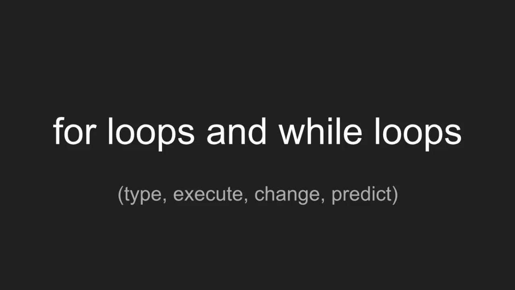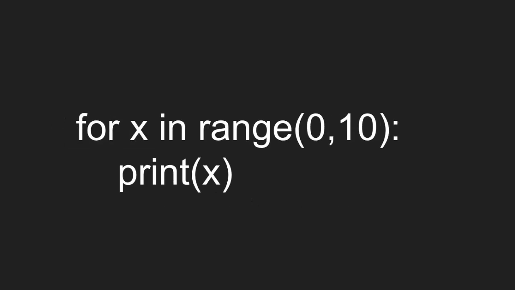Now, when we're working through this code, make sure you type all the code, you execute the code, you change the code, and you predict the code, because the only way you're going to learn how to code is to be actively involved. Now, this is a simple for statement, and you should type this out in your environment. It is for x in range 0 to 10, and it has a colon at the end, and then we have the idea of a code block, and then we're going to print x.